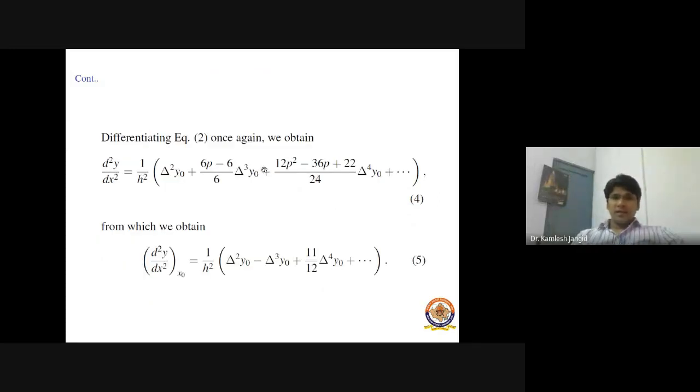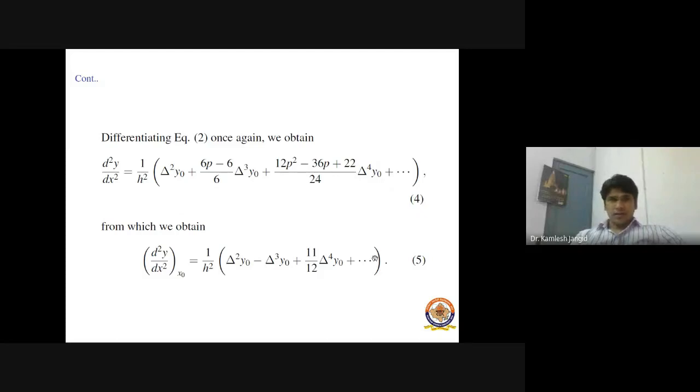Similarly, differentiating equation number 2 once again we obtain the second derivative. Now this equation number 4 gives the numerical differentiation of second order for the given set of n plus 1 data points at the non-tabulated points. At the tabulated point again we put p equals 0 here, then we get equation number 5. So this is our second derivative at the tabulated point of the given set of data values.